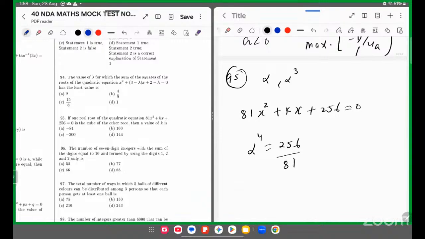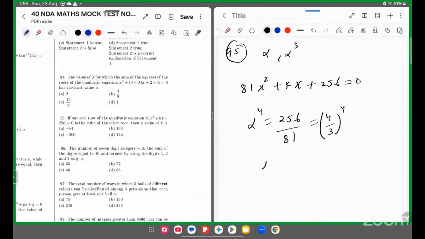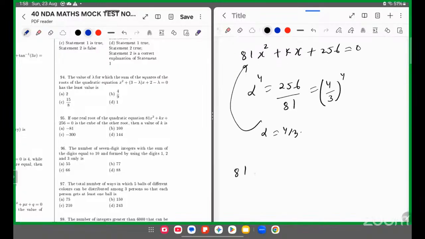देन द वैल्यू ऑफ k. ये तो हो गया. अगर α⁴, ये तो 256 किसका पावर, 4 का पावर 4, और ये 3 का पावर 4 है, तो 4/3 आ गया. α आ गया 4/3. तो α को उधर पुट कर दो, कुछ करने की जरूरत नहीं है. अगर ये रूट है ना, α भी इसका रूट है, तो उसको पुट कर दो इधर. तो कितना आएगा, 81x² मतलब 16/9 + k × (α की जगह 4/3) + 256 = 0. ये अगर 9 1 जार 9 9 जार 89, तो 144.